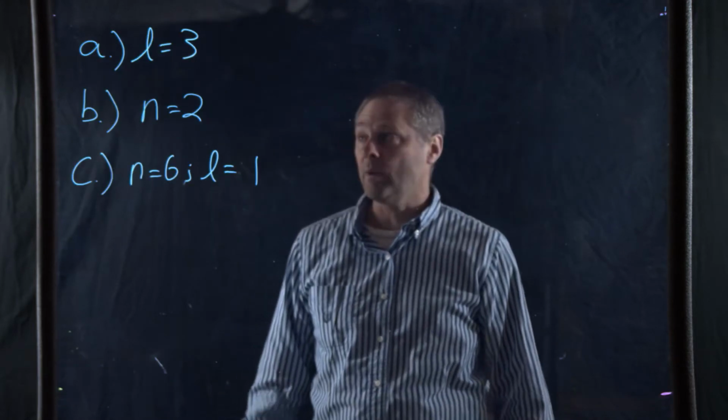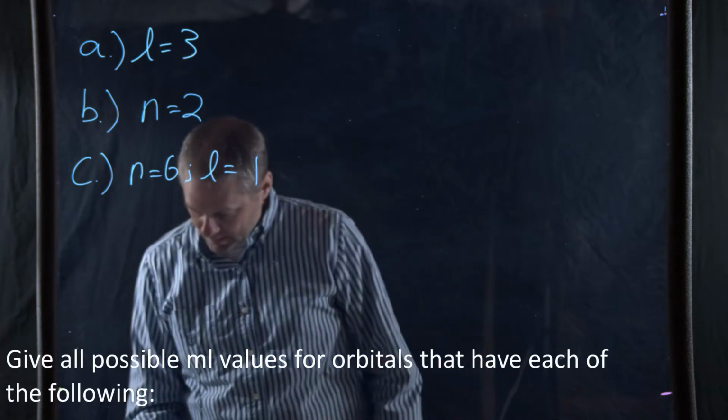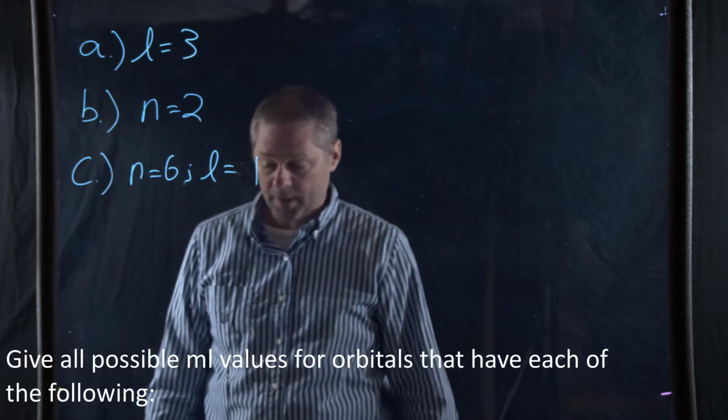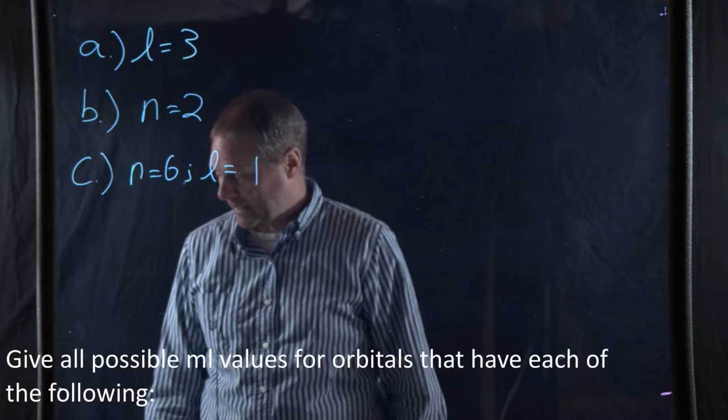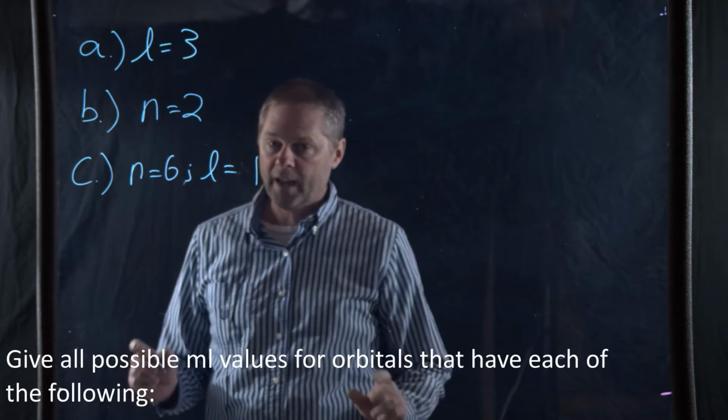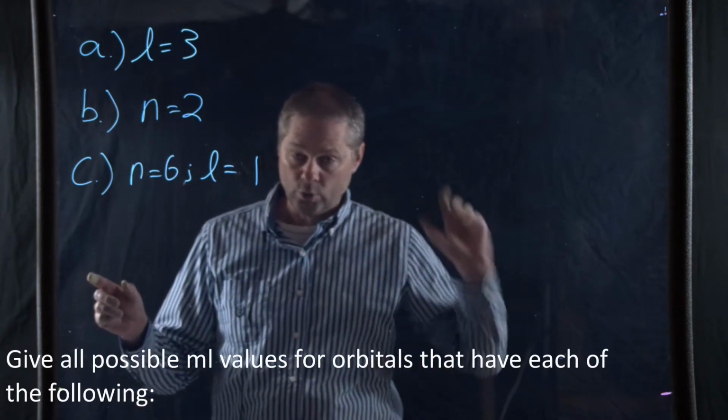We're dealing with quantum numbers, and what the question states is give all possible m sub l. So m sub l is going to be the magnetic quantum number. It's going to have values of -l to +l.